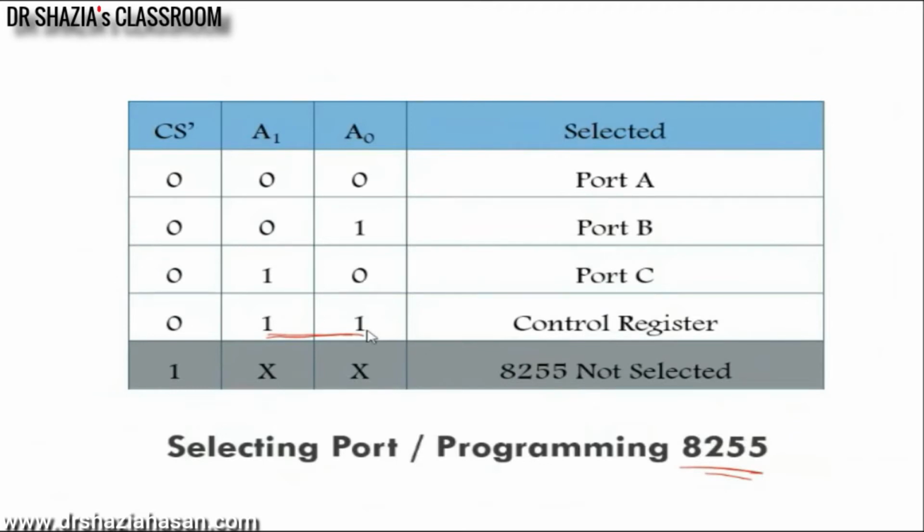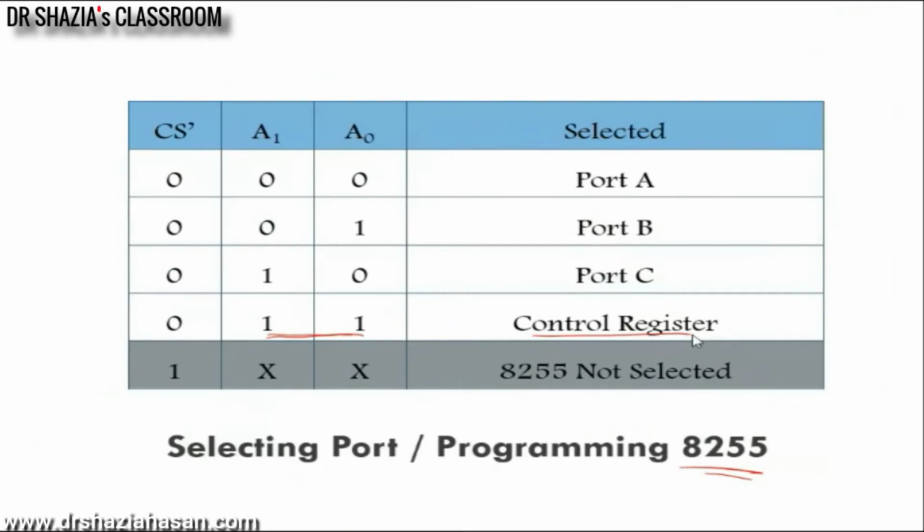I have one input device and two output devices. I want port A to behave as an input port, and port B and port C to behave as output ports. Or I want port A and upper port C to behave as an input port, and lower port C and port B to behave as an output port. We have to program it, and that is done through the control register. You are programming your 8255 through the control register. So the control register is basically used to program your 8255 for different modes of operation.